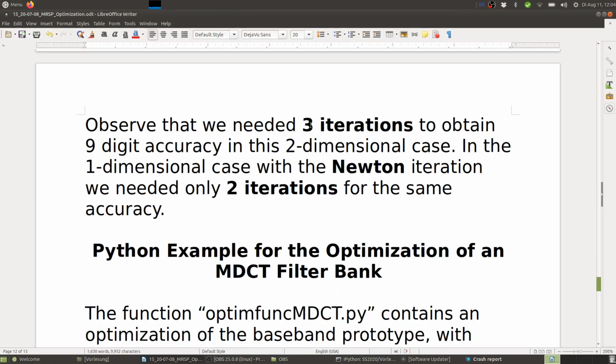So observe that we needed just 3 iterations to obtain 9-digit accuracy in this 2-dimensional case. In the 1-dimensional case with the Newton iteration, we only needed 2 iterations for the same accuracy. Right. So even though we didn't compute the second derivative, we already get quite a nice solution, actually for 2 numbers, for pi and for pi over 2. So that's quite nice.